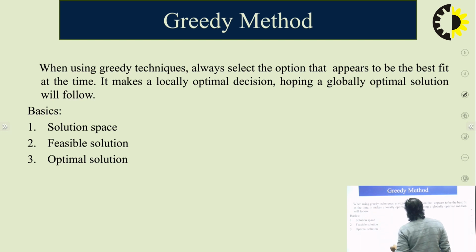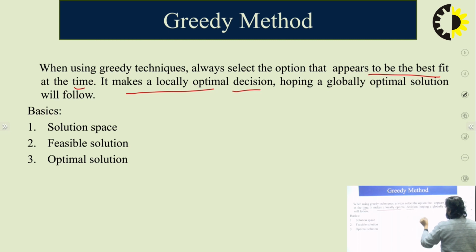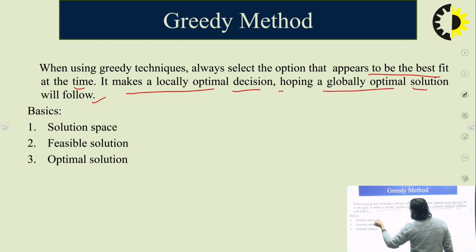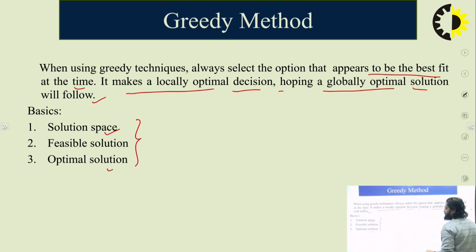When using the greedy technique, always select the option that appears to be the best fit at the time. It makes a locally optimized decision, hoping a globally optimized solution will follow. The basic key terms are: first, solution space, feasible solutions and optimal solutions. In greedy methods, we find the set of solution spaces, second we find the feasible solutions, and finally we obtain an optimum solution for the given problem.